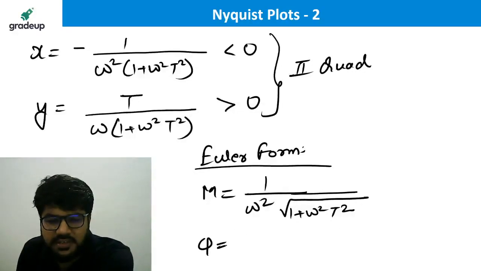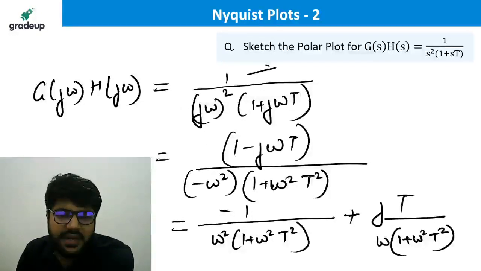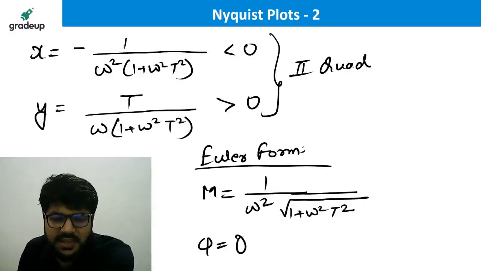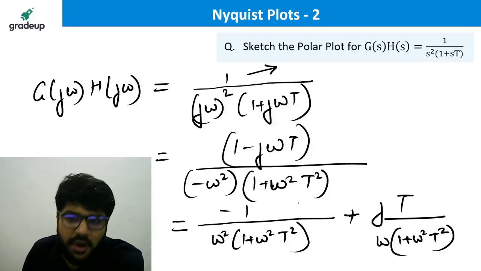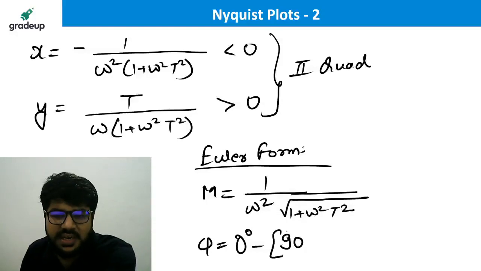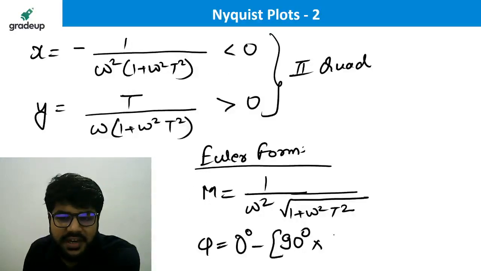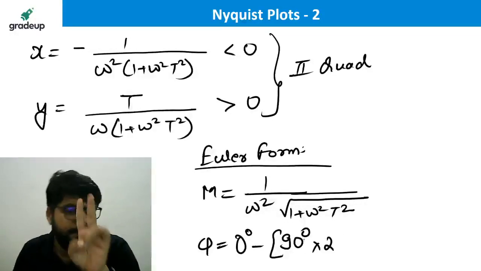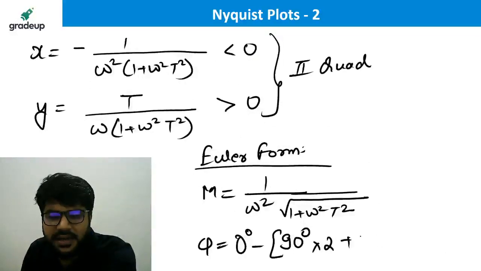And what is the phase form? See, like yesterday, the numerator is a positive real number, so what phase will we write? 0. Denominator is j omega. Now j omega is a pure imaginary number, what is the phase? 90 degree. But it is j omega square, so j omega into j omega, and when two numbers are multiplied, the angles are added. So 90 degree will occur twice, and then the phase of 1 plus j omega t, that is tan inverse y by x.